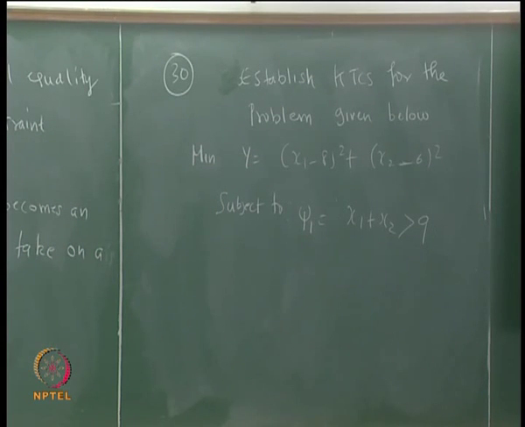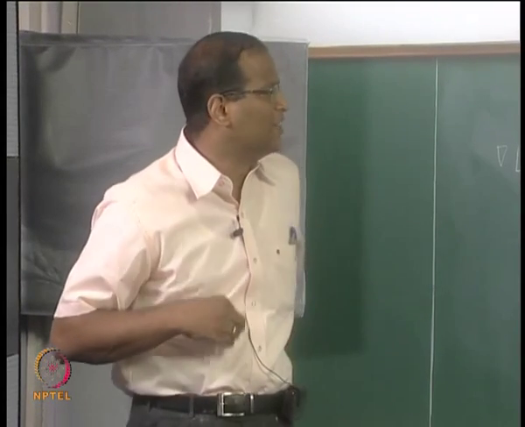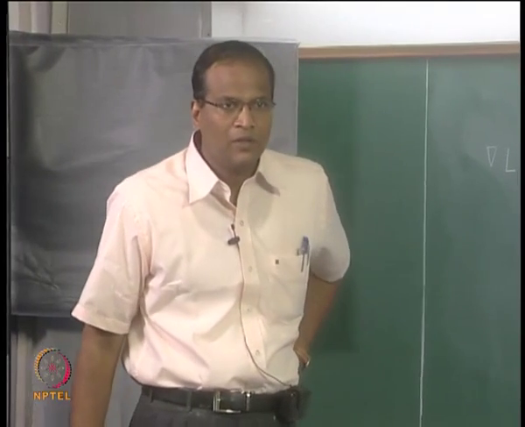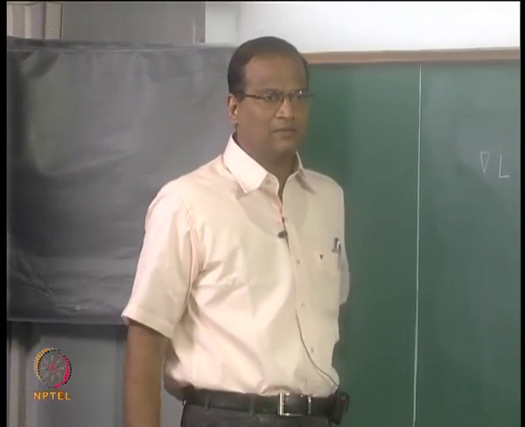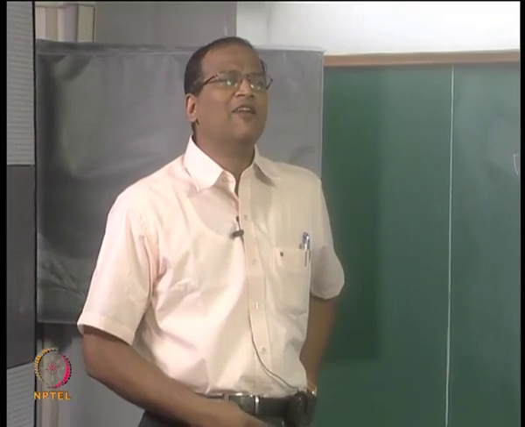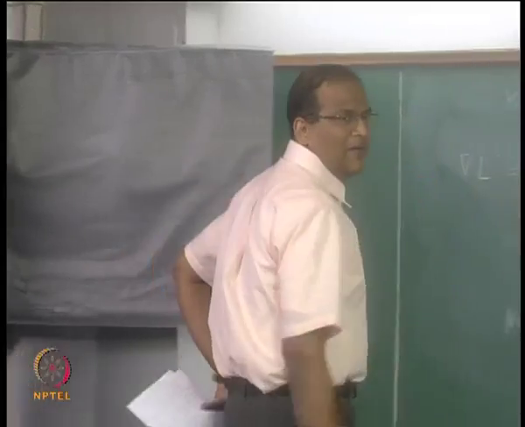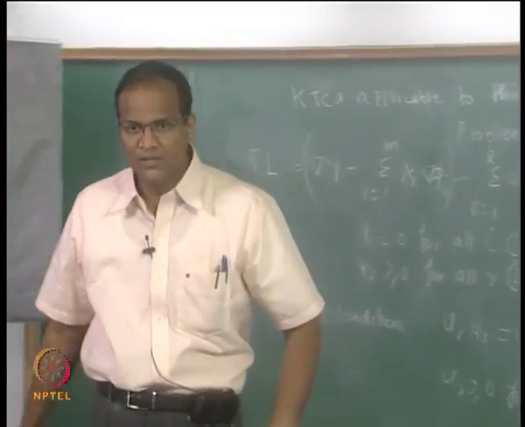It is the same circle problem, where the iso-objective lines are basically squares of the radii. Now I have given an additional constraint: x1 plus x2 must be greater than 9. This is an inequality constraint, so we want to use the KTC. The first step in the technique is to assume that it is an active constraint and see whether u is positive or negative. Can you do this?